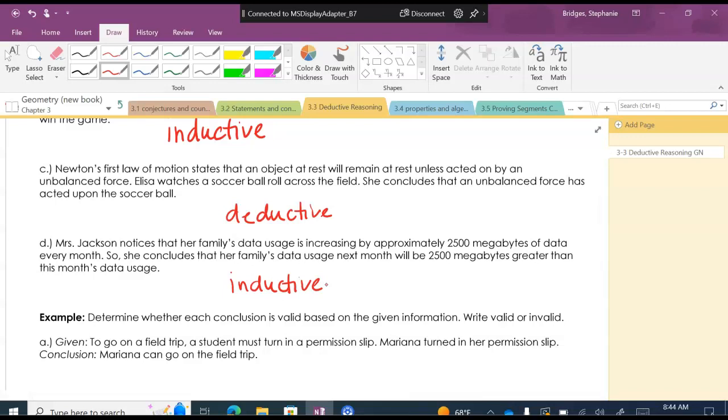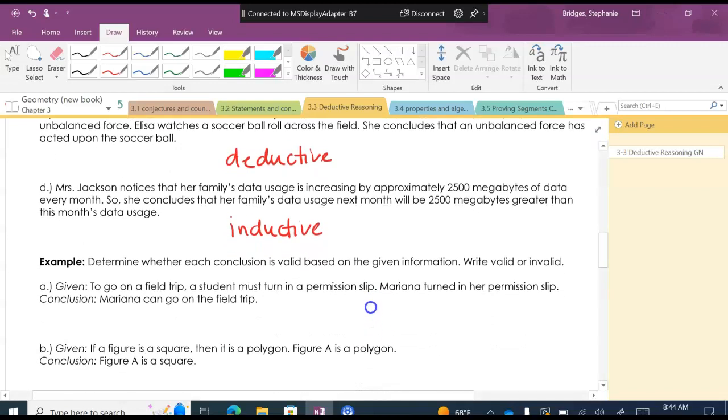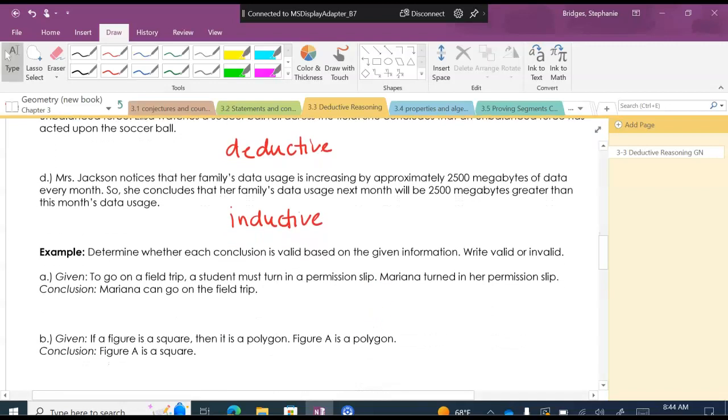So it says, to go on a field trip, a student must turn in a permission slip. Okay, so think about putting that in if-then form. If you turn in a permission slip, then you can go on a field trip, correct? Isn't that how we would say that? If you turn in a permission slip, then you can go on a field trip. And then it tells me that Mariana can go on the field trip.